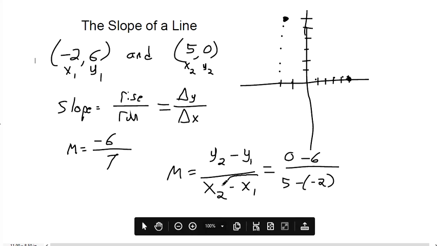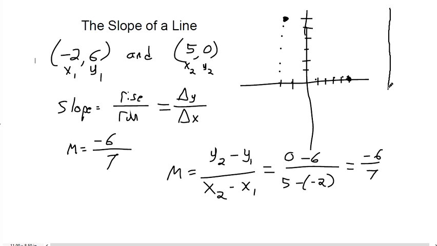Just watch out for the double negative here, right? Minus a -2. Got to make sure we put the -2 and the minus sign in there. So 5 minus -2 makes 7. And there's our slope, okay? So that's the basics of a slope.